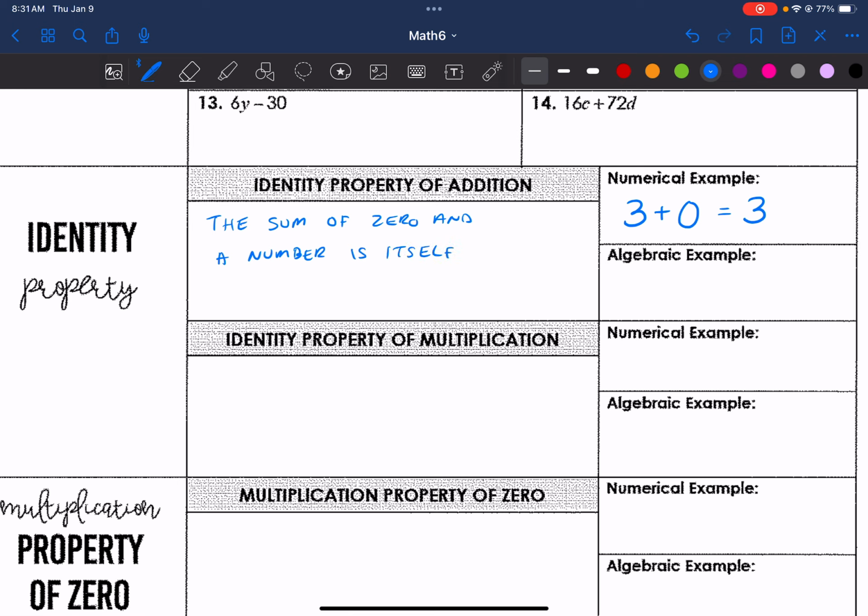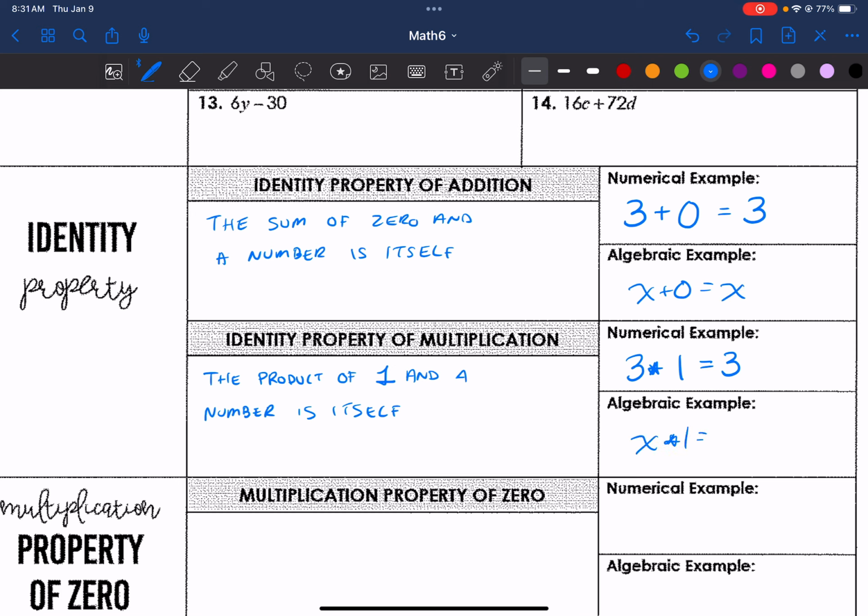But for multiplication, that's going to look a little different, because if I have 3, what can I multiply 3 by to get the answer? We can multiply it by 1. So that is the difference, right? When we have the product of 1 and a number, you're going to get itself. So this is what I mean with the value of the number does not change. This is the same thing as saying x plus 0 will give you x, or x times 1 gives you x.